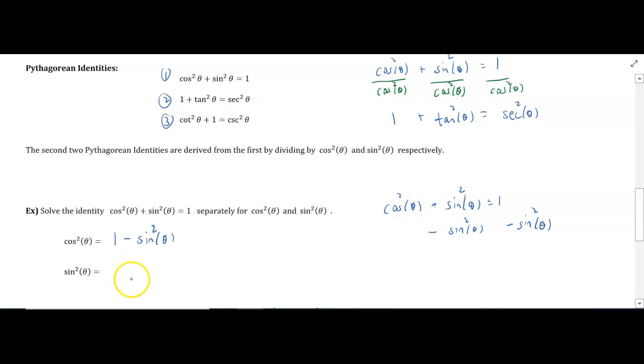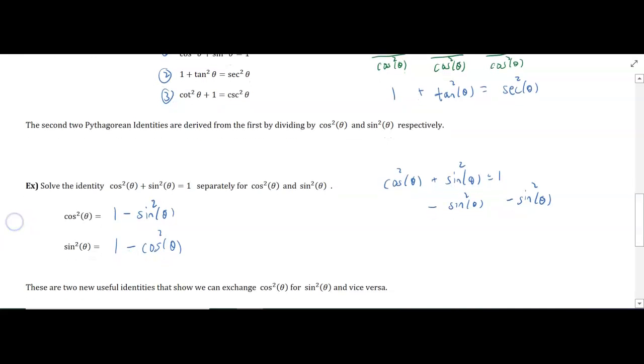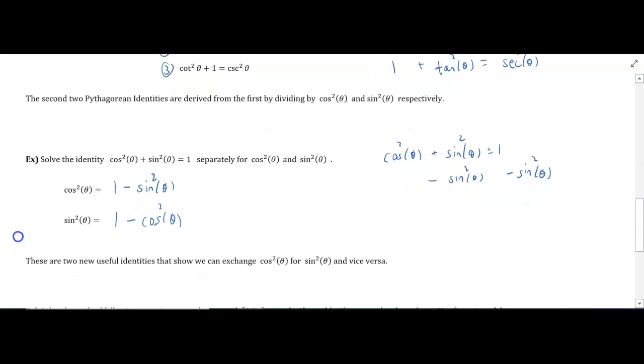And if we were going to do it for sine, we would simply subtract cosine squared from both sides to give us that sine squared is equal to 1 minus cosine of theta squared. Those are really useful. They're simple, but it shows us we can exchange cosine squared for 1 minus sine squared. And likewise, we can exchange sine squared for 1 minus cosine squared where convenient.